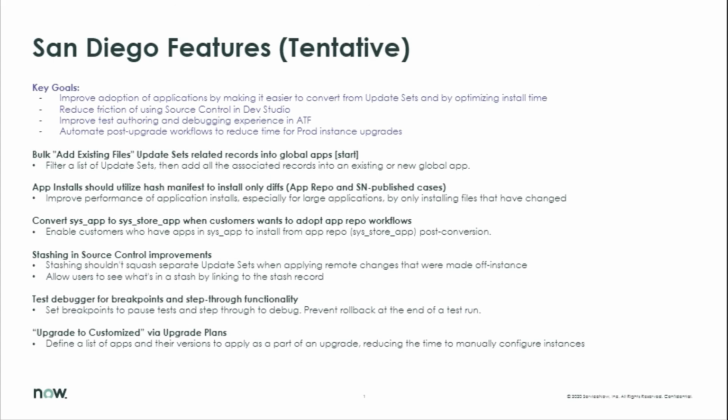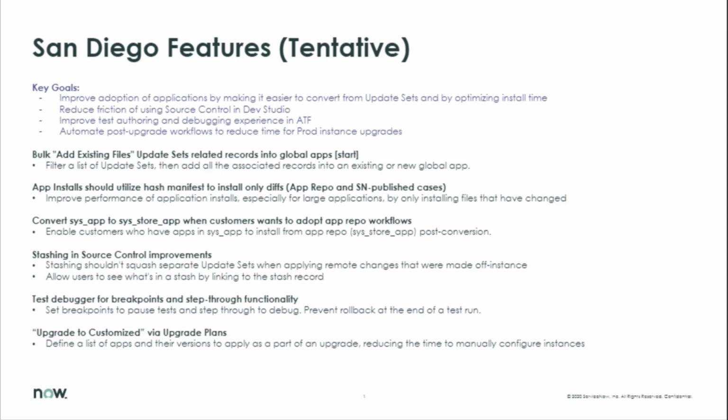Additionally, we're, again, continuing to improve how stashing operates on an instance by making sure that when we squash stashes as part of apply remote changes, they're separate, and that you can directly go to a stash record so you can see what's actually in the stash before naming one.